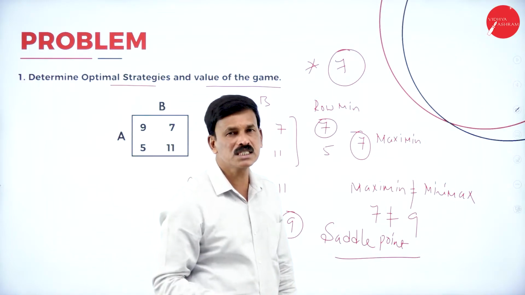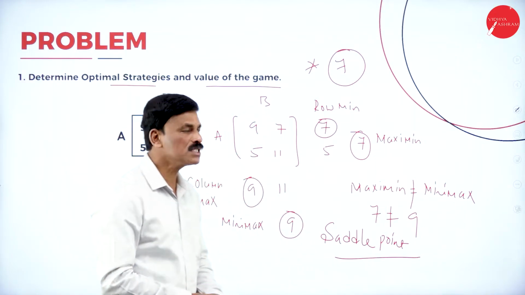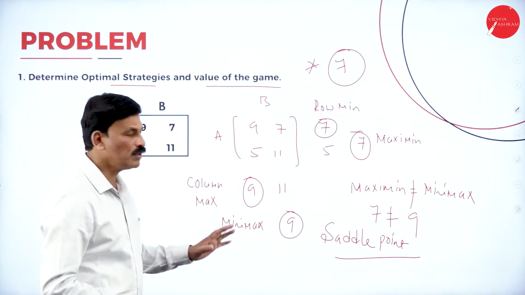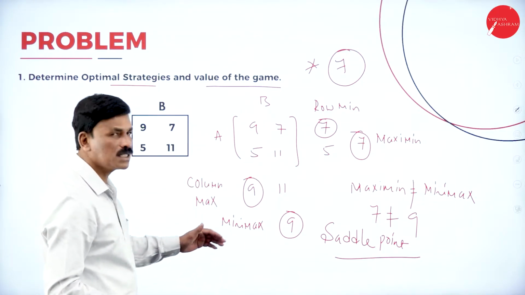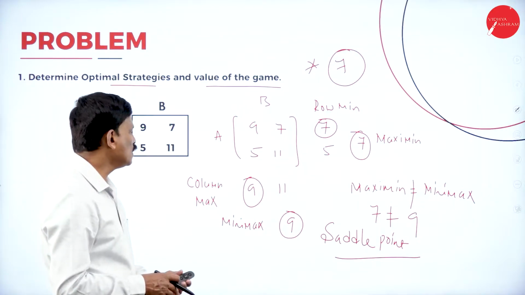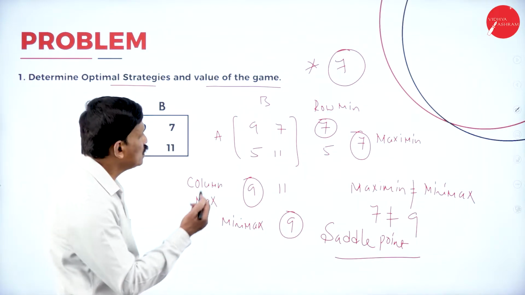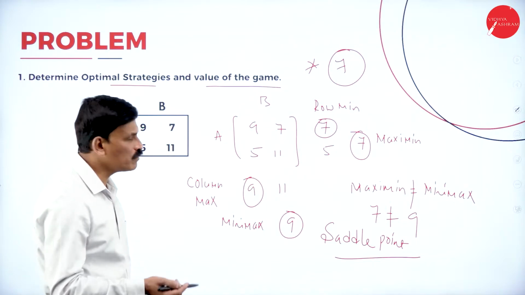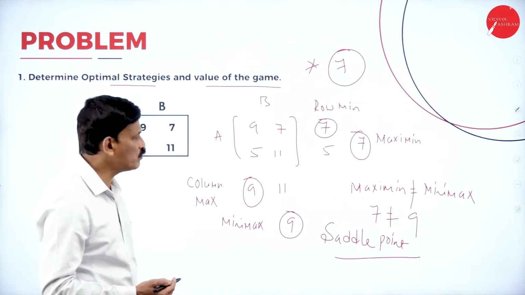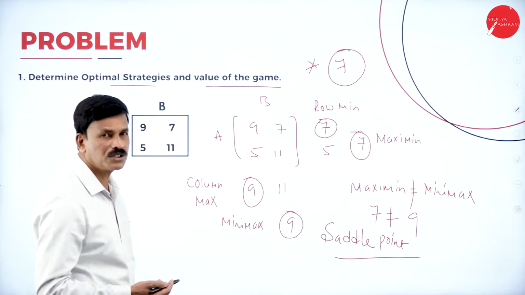Now how to solve this game? So first step is just find out row minima. In row minima, find out maximum value and find out column maxima. In column maxima, find out minimax value. So here maximin value is 7 and minimax is equal to 9. So therefore the saddle point does not exist. There is no saddle point. So 7 is not equal to 9.